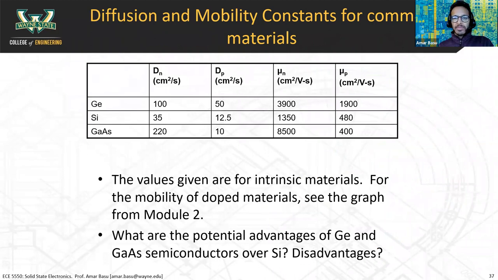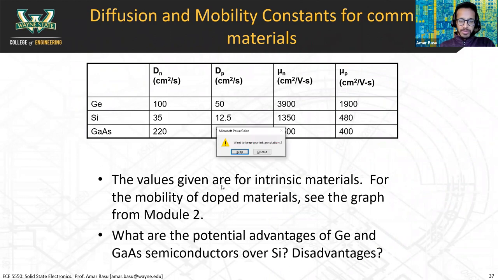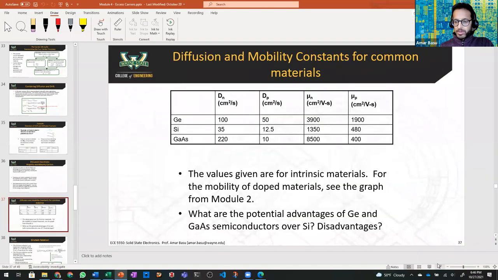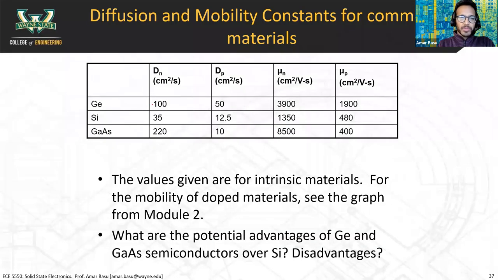Okay. So now let's talk about what the actual diffusion constants are for common materials. You can see for germanium here. Let's see. For germanium, it's 100.